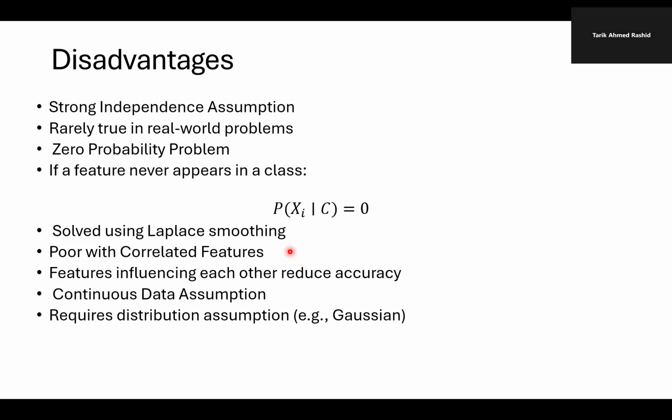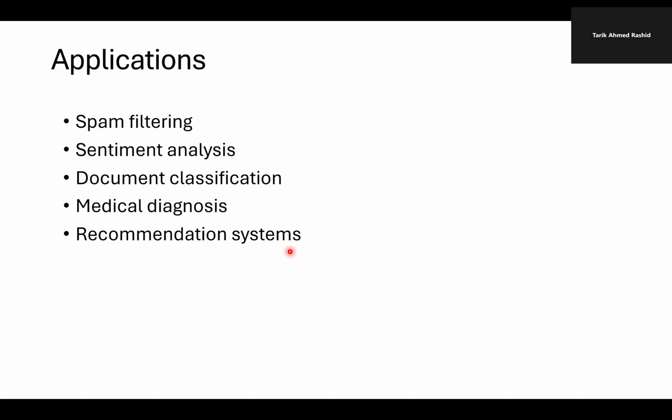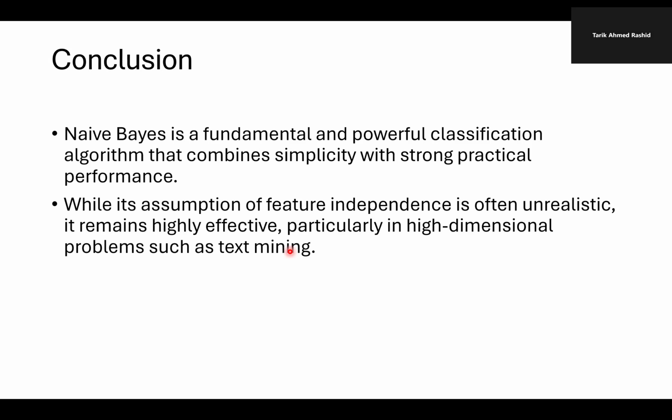Applications include spam filtering, sentiment analysis, document classification, medical diagnosis, decision systems and other systems as well. In brief, naive Bayes is a fundamental and powerful classification algorithm that combines simplicity with strong practical performance. While its assumption of feature independence is often unrealistic, it remains highly effective, particularly in high-dimensional problems such as text mining. So this is more or less about the naive Bayes algorithm.